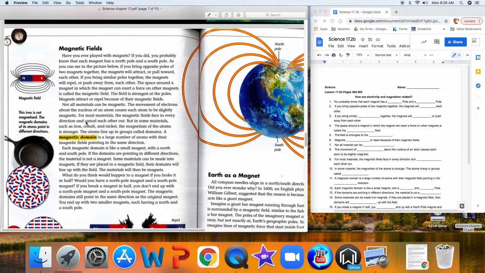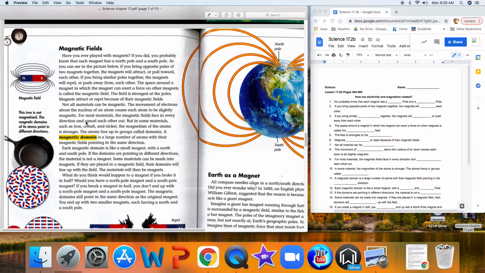Paragraph number 2, please. Soraya. Not all materials can be magnetic. The movement of electrons in the fields of an atom causes each atom to be slightly magnetic. For most materials, the magnetic fields face in every direction and cancel each other out. But in some materials, such as iron, cobalt, steel, and nickel, the magnetism of the atoms is stronger. The atoms are grouped into what are called domains. A magnetic domain is a large number of atoms with their magnetic fields pointing in the same direction.